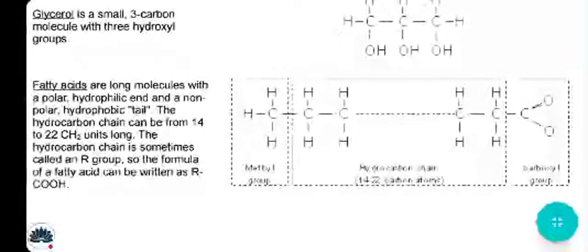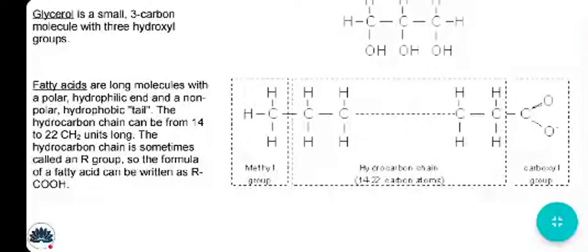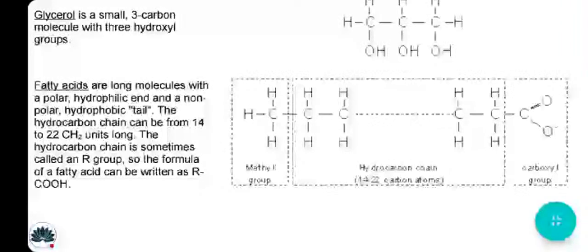Fatty acids are long molecules with a polar hydrophilic end and a non-polar hydrophobic tail. The hydrophilic head is visible to you here, and the hydrophobic tail is also visible. The hydrocarbon chain can be from 14 to 22 CH2 units long. The hydrocarbon chain is sometimes called an R group.